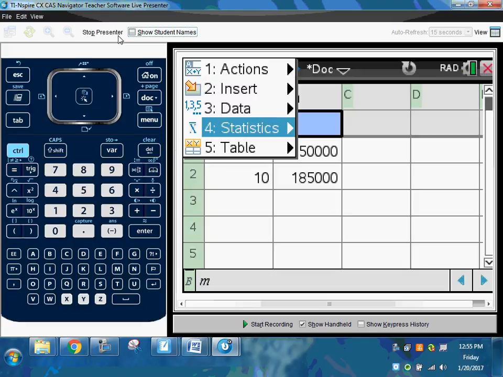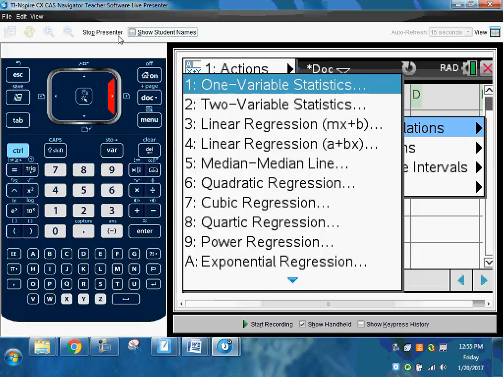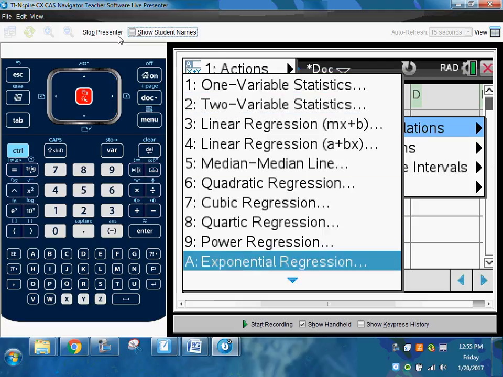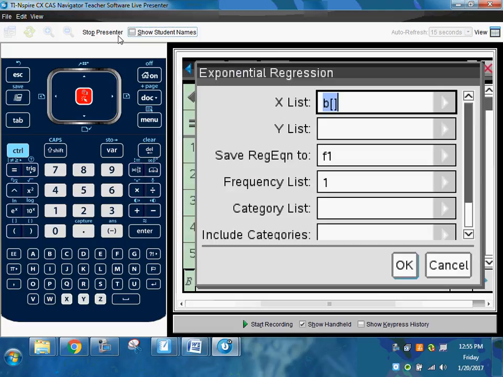Go into statistics, stat calculations, go down to A for exponential regression. What is our regression going to be when we round it out? Let's go to 4 places after the decimal.